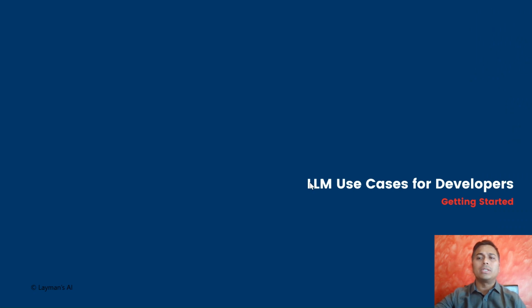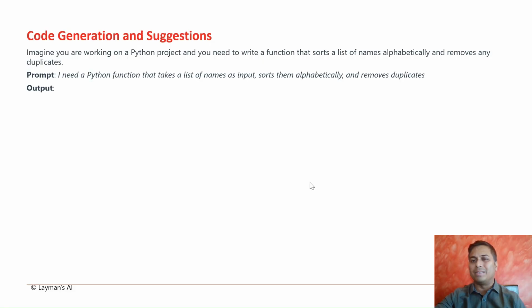So we'll talk about the use cases for developers. How do you get started? So let's start with very basic use cases. The basic use case is code generation and suggestions, right? So let's say you are working. I'm taking some examples as a reference for you to get a perspective. Imagine you're working on a Python project where you need to write a function that just sorts a list of names alphabetically and removes any duplicates, right? Very simple use case, basic 101 kind of problem statement.